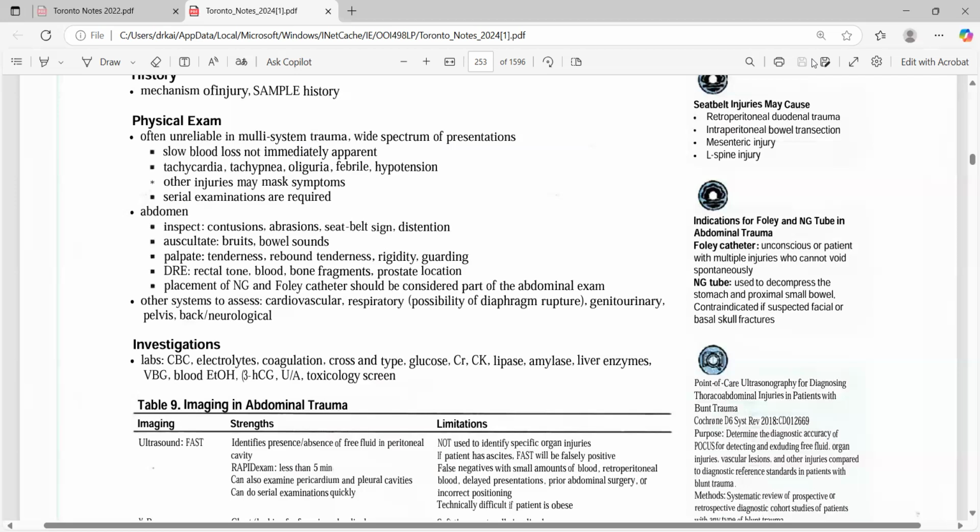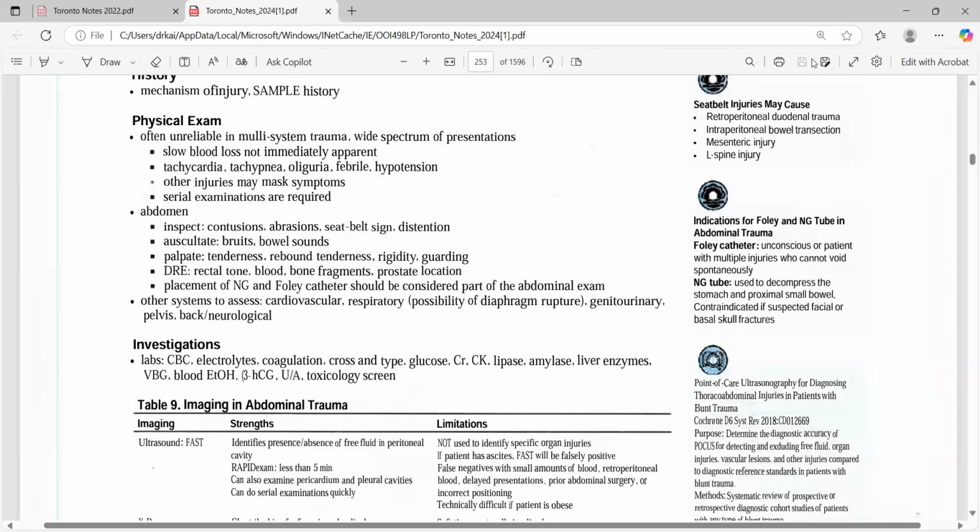Then auscultation, what are you looking for? Very important is bowel sounds. We do check for bruit as well. Then palpation: tenderness, rebound tenderness, rigidity, guarding, any sort of leaking present in the abdomen. Then DRE, very important to check if there is blood, bone fragmentation, or prostate location. The placement of NG and Foley's catheter should be done after the abdominal examination. Then other systems like cardiovascular and respiratory, depending on where there is more damage.